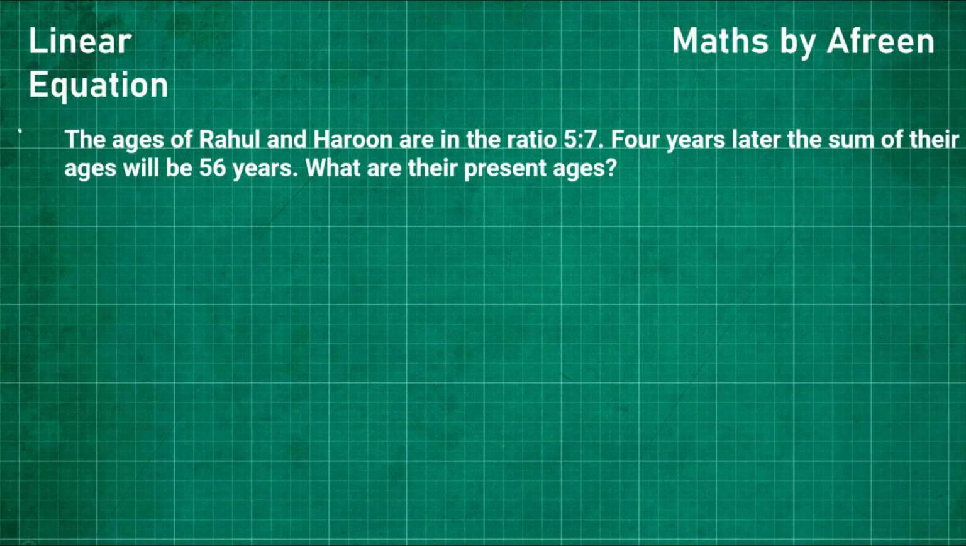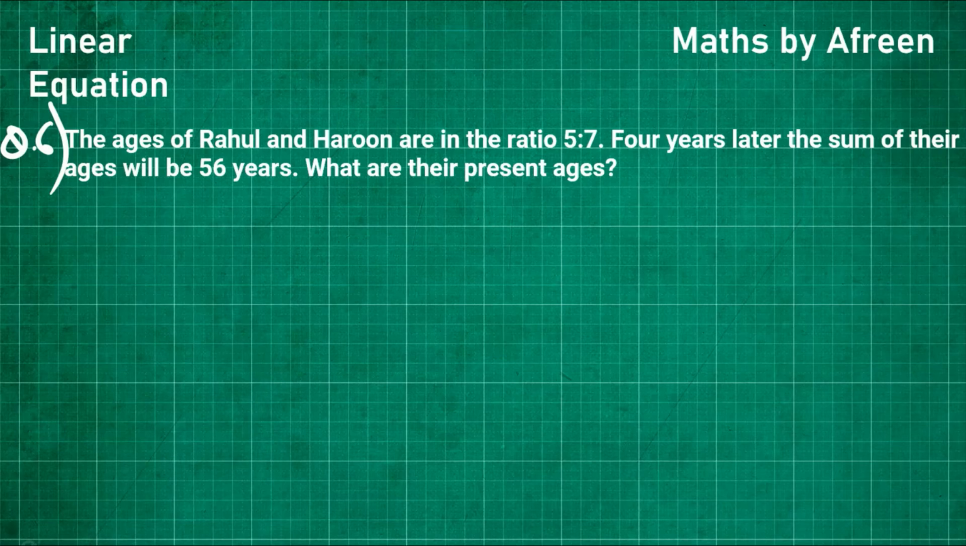Now let's take our next question, that is the sixth question. The sixth question says the ages of Rahul and Harun are in the ratio 5:7. 4 years later, the sum of their ages will be 56 years. What are their present ages?